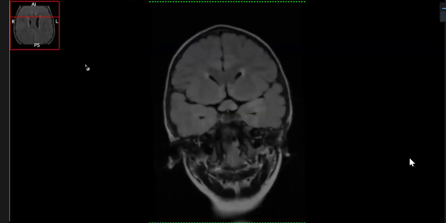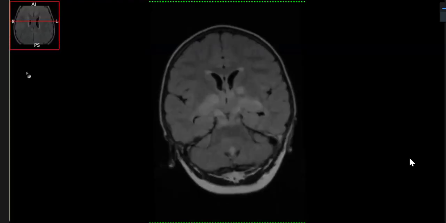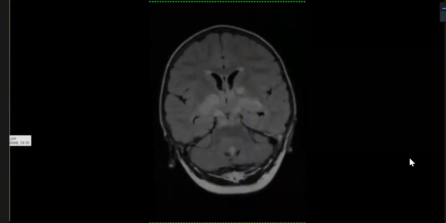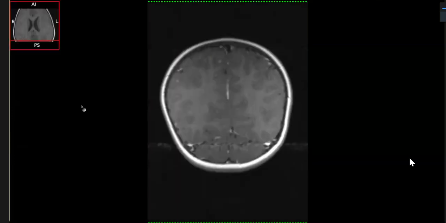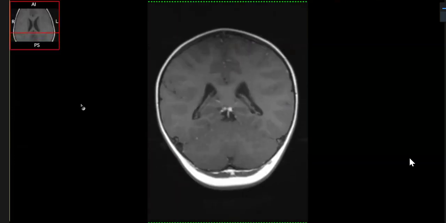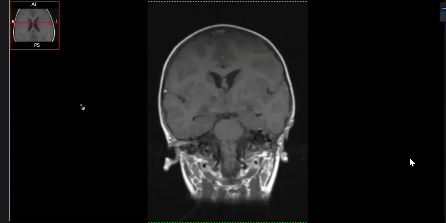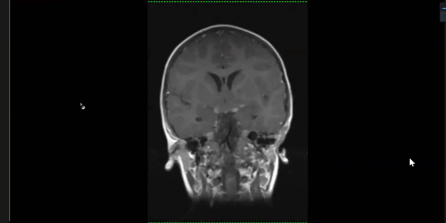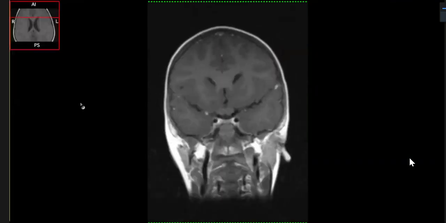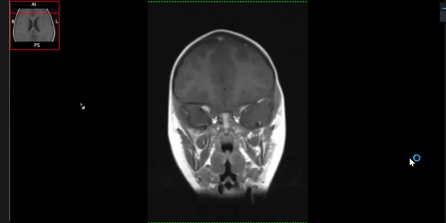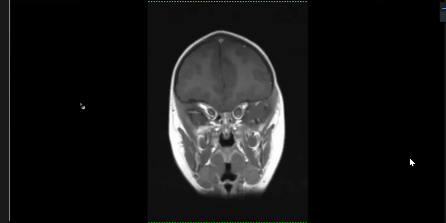Sir, is contrast imaging there? This is contrast. No enhancement, basically. No enhancement, yes. There is no significant enhancement.